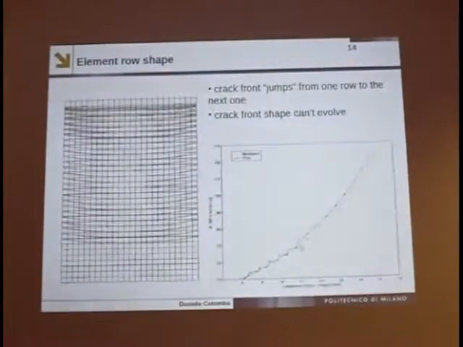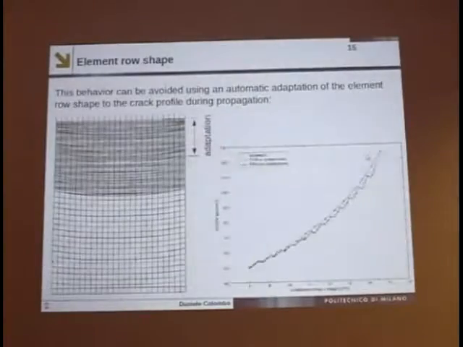Here are the values compared with the ones in literature. You can see here the error rises really high. So how can I solve the problem? I have to adapt automatically the shape of the row in such a way to match the shape of the crack front. You can see that here I started with a straight row of elements, then the algorithm modified it. I applied the adaptation till here to check if this is a valid solution.